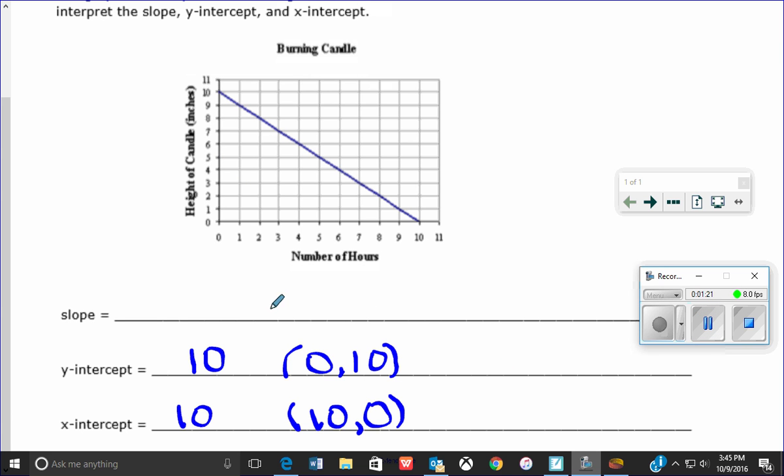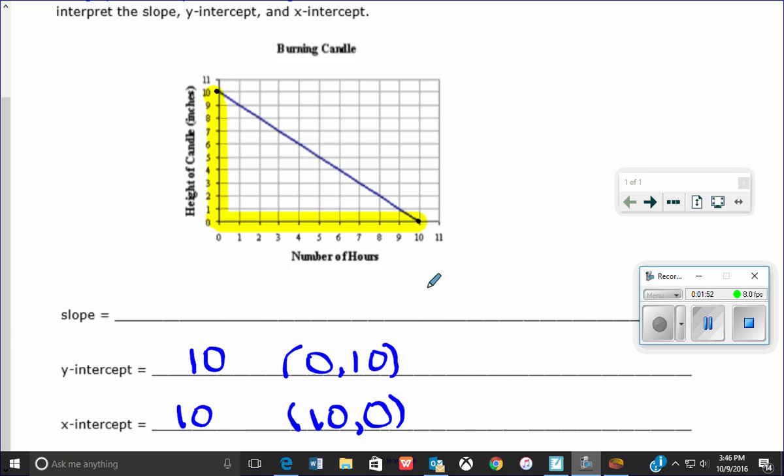Okay, so I have put 10 for my y-intercept and my x-intercept. I've also put the points right here and right here as ordered pairs, so you can see how you would write the points. Now we have to find our slope. Since we have intercepts and they're nice and clean, we can use those to find our slope.